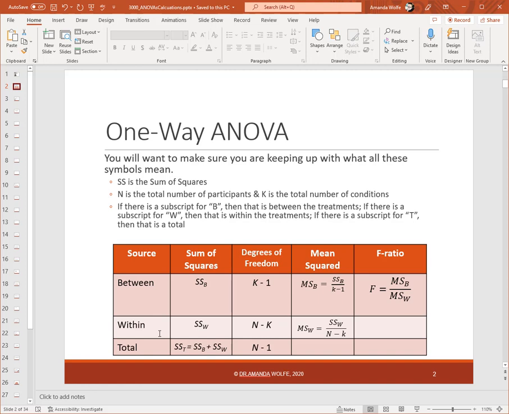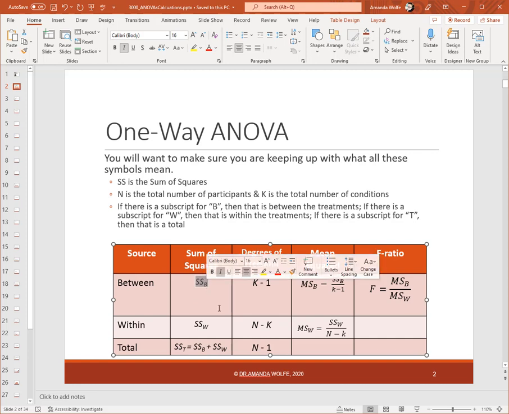It's important that we're keeping up with what all of our mathematical shorthand means. So for example, this here, SSB, is the sum of squares between. Anytime you see the SS there, that's going to be sum of squares. So we have the sum of squares between and the sum of squares within. The sum of squares total, the formula for that is the same way you find the total for anything. It's the between plus the within.